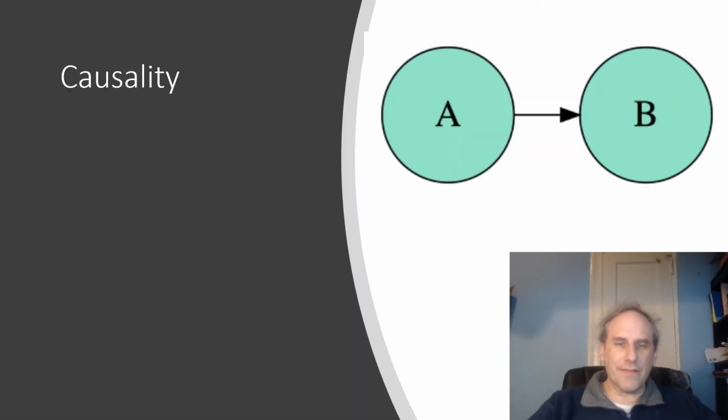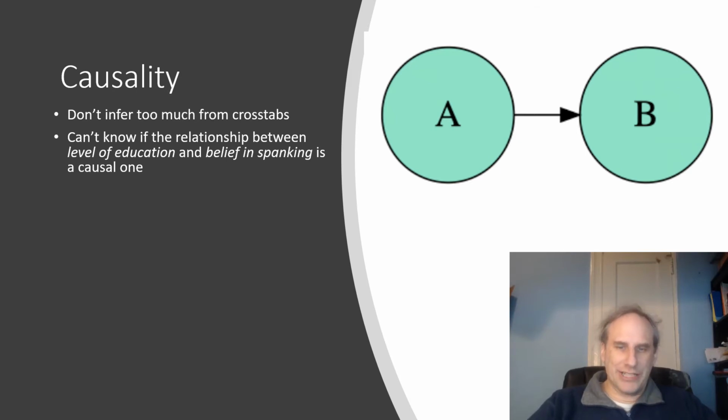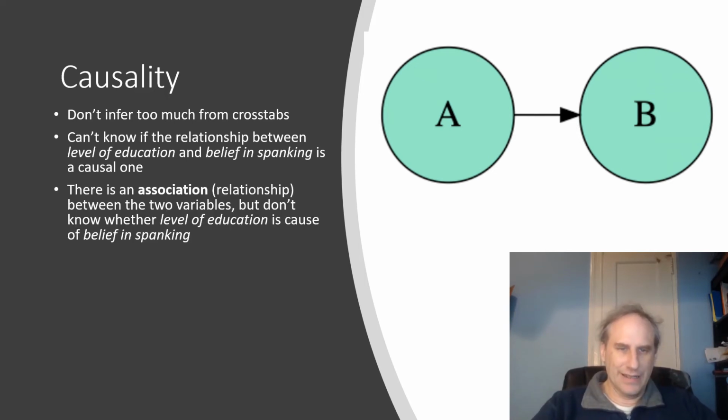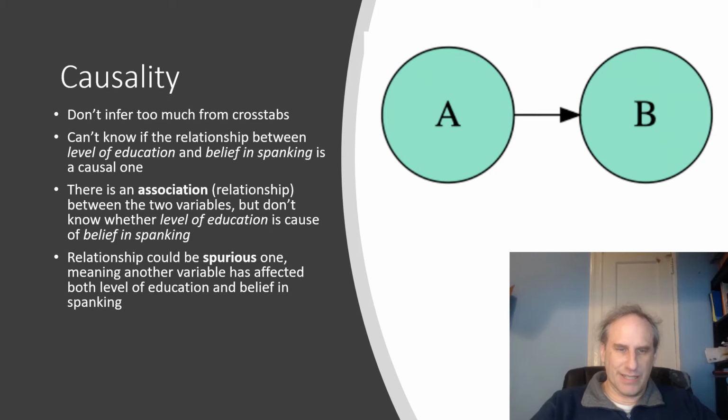Now, having found that there's a correlation of some kind between two variables, can we then say there's a causal relationship? Generally not with just a simple correlation. You don't want to infer too much, especially from a bivariate crosstab. We can't know if the relationship between level of education and belief in spanking is really a causal one, that the level of education is actually causing the belief in spanking. There may be an association, a relationship between the two variables, but how do we know what the mechanism is by which the level of education may be causing the belief in spanking?